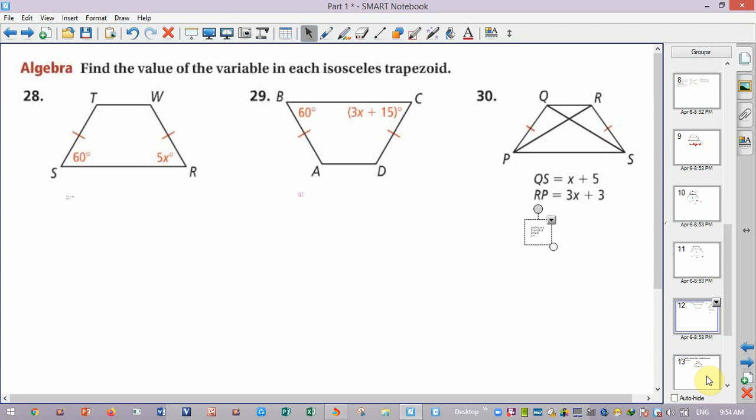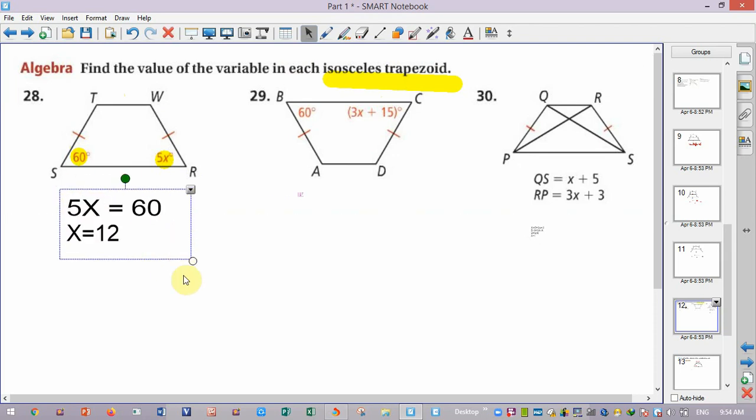Now, algebra. Find the value of the variables. In this isosceles trapezoid, the base angles are equal. Then 5x equals 60, divided by 5, divided by 5, then x equals 12.